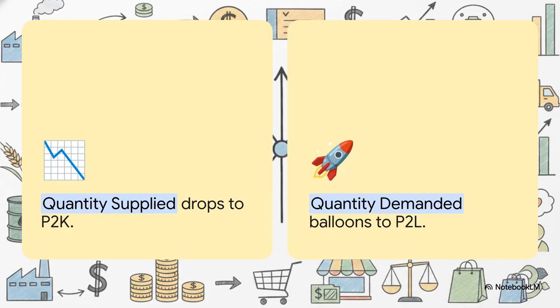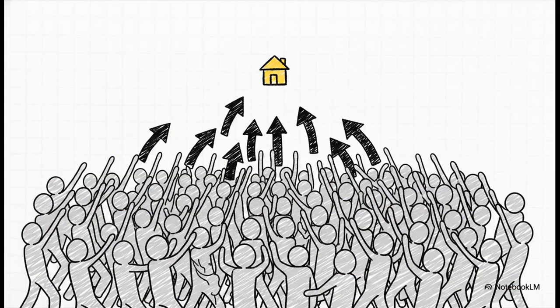But producers completely lose all incentive to make the product because they can't even cover their costs, let alone make a profit. So the actual quantity they supply drops all the way back to P2K. This massive gap, segment KL, represents excess demand, which most of us just know as a shortage.